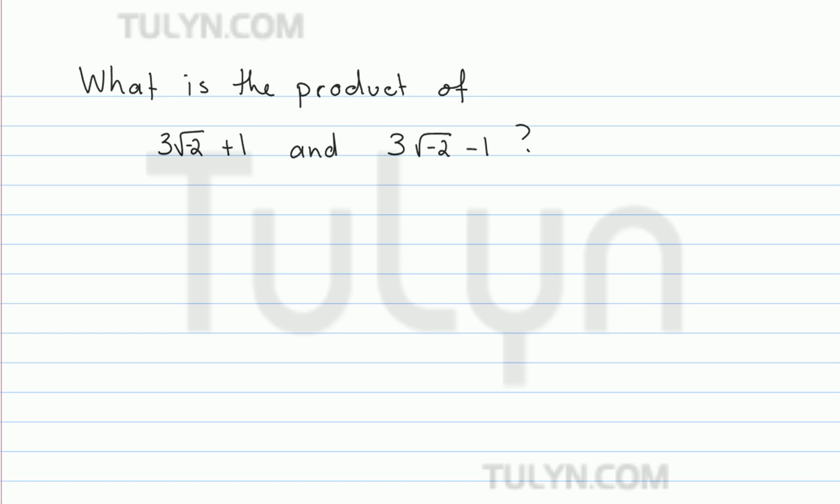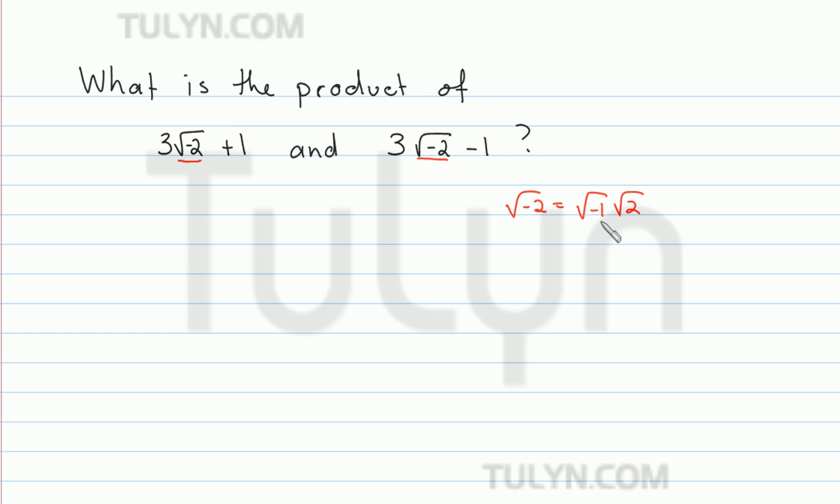What is the product of 3 times the square root of negative 2 plus 1 and 3 times the square root of negative 2 minus 1? Now the first thing I want to do is rewrite the square root of negative 2 in terms of i. So notice on the side here that for the square root of negative 2, you can factor out a negative 1, a square root of negative 1, from it.